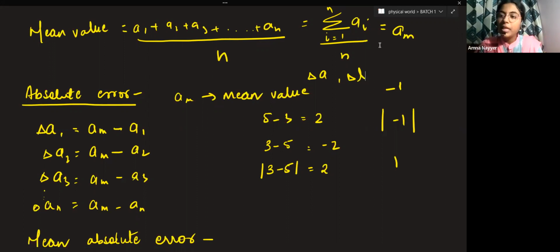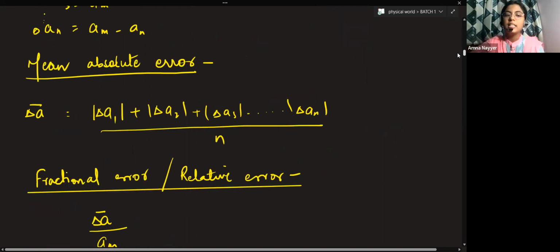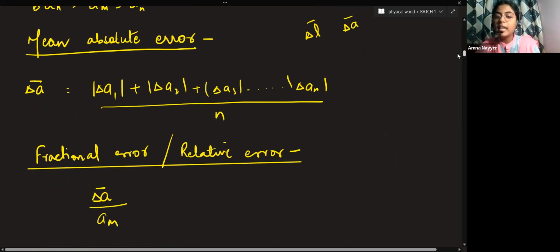If I take the mean of all these, delta A1 plus delta A2 divided by N, then I get delta A dash, that is delta L dash or delta A dash, anything. That is mean absolute error. So fractional error is what? It is delta A bar divided by AM. Delta A bar is mean absolute error, divided by AM, which was this mean value.